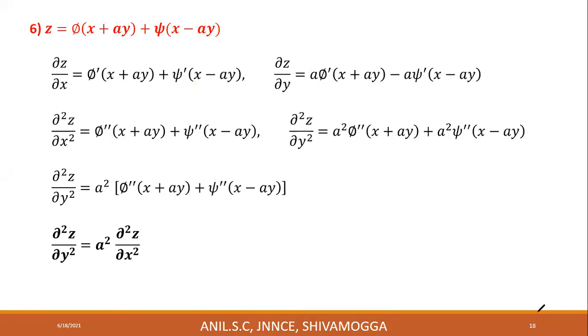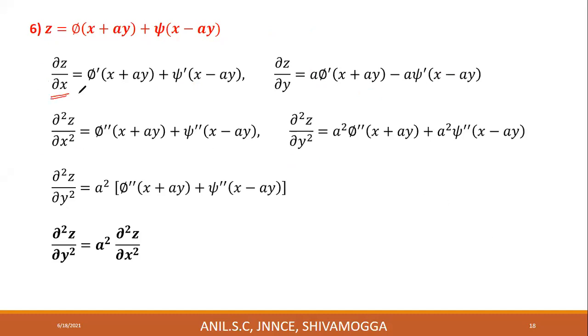Using these two partial derivatives, we cannot construct the partial differential equation. You observe these two equations. We cannot eliminate phi dash and psi dash using these two equations. Therefore, we have to form second order partial derivatives. We have to find the second order partial derivatives. First, differentiate this equation del z by del x partially with respect to x.